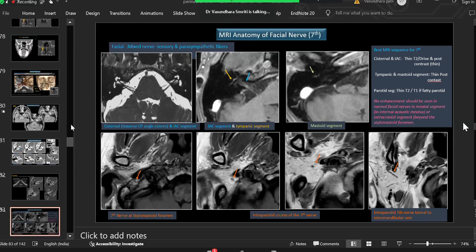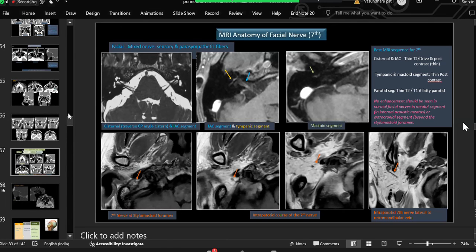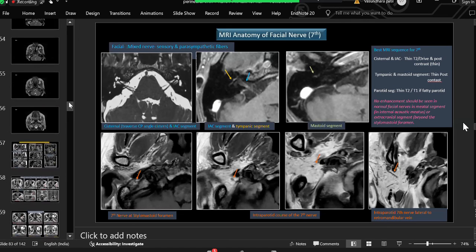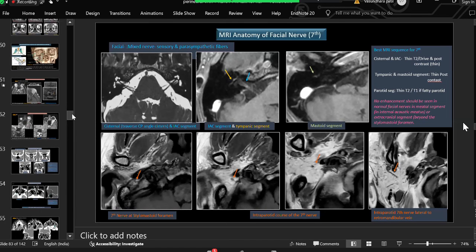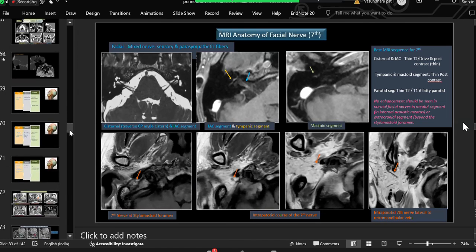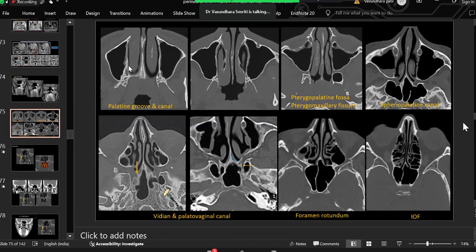Now palatine canal. So we have seen that the palatine nerve travels like this in the palate and enters into this canal. There is a greater and the lesser palatine canal over here. This palatine canal then travels superiorly, and the palatine canal itself becomes the pterygopalatine fossa.